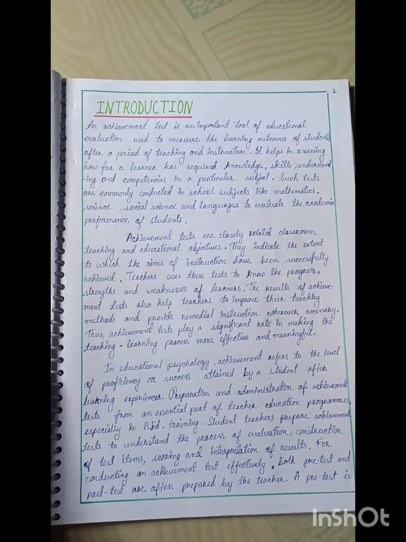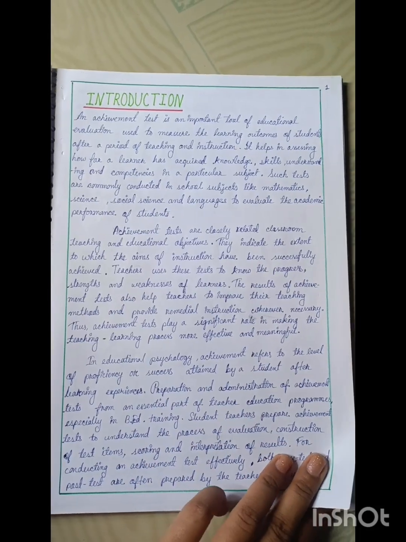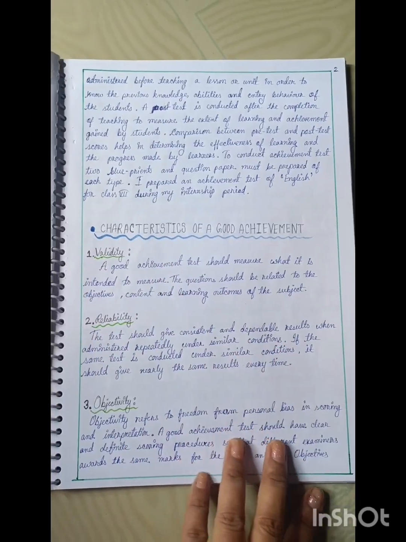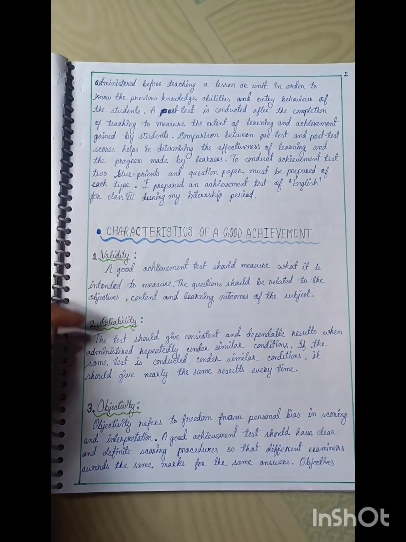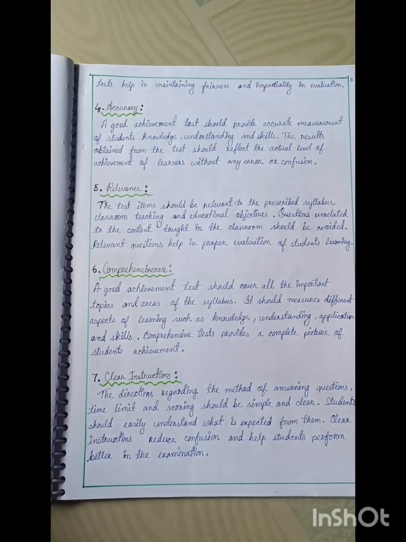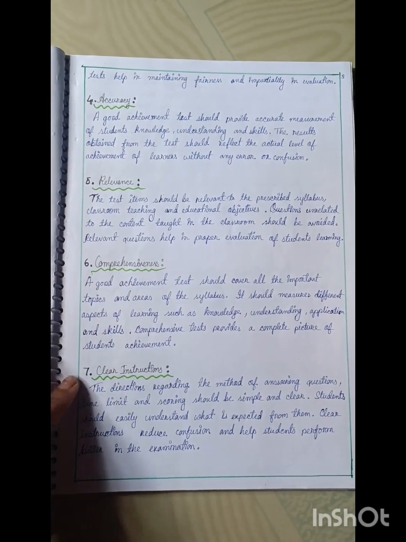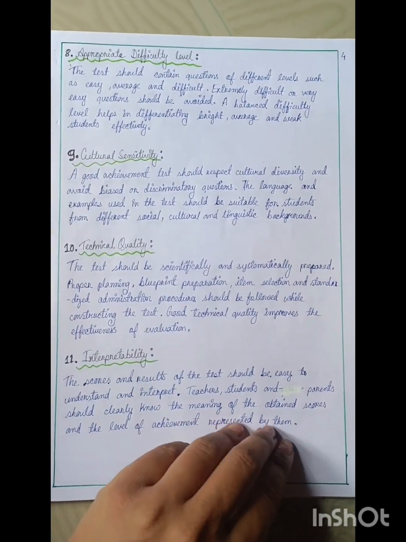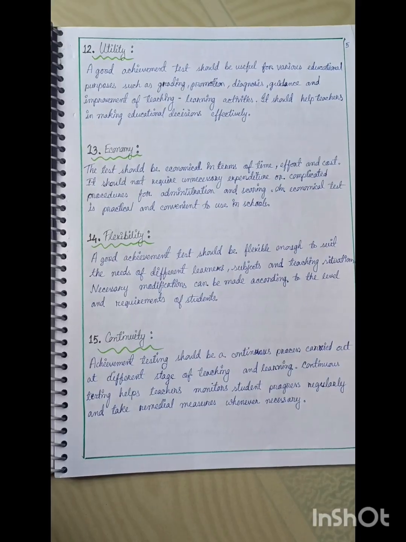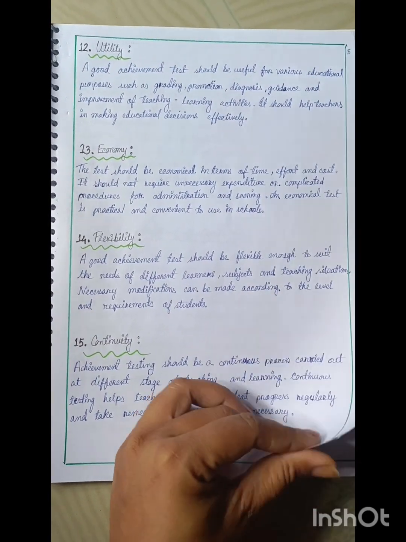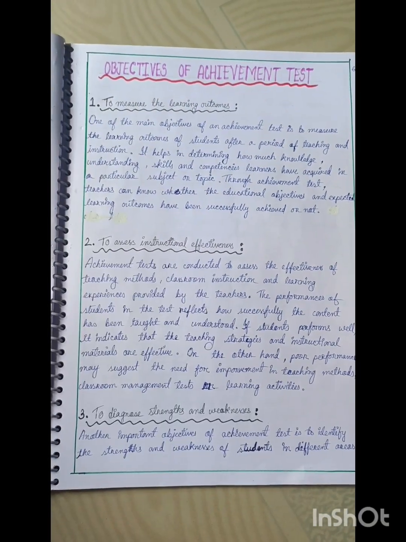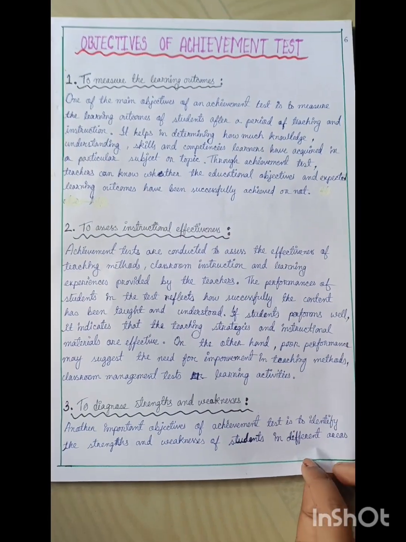We have to give a brief introduction about achievement test and how it's going to help in BA training. Then characteristics of a good achievement test: validity, reliability, objectivity, accuracy, relevance, comprehensive, clear instructions, as you can see in the video. Like this, there are 15 characteristics. Now we'll start objectives of achievement test.